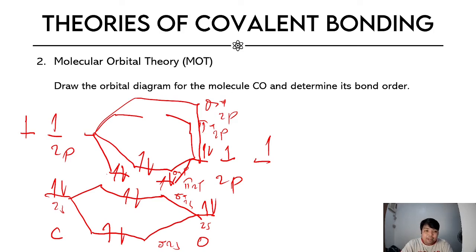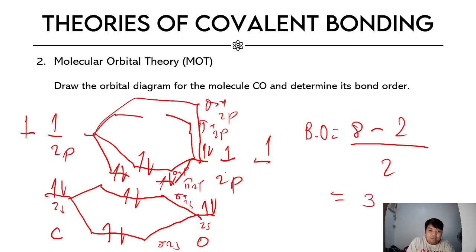Then we can calculate the bond order. So the bond order is equal to, we have how many bonding electrons? So 8 bonding electrons minus 2 antibonding electrons in the sigma star 2s, divided by 2. So 8 minus 2 is equal to 6, divided by 2, that is equal to 3. So that means there is a triple bond in carbon monoxide, which is consistent with its Lewis structure.